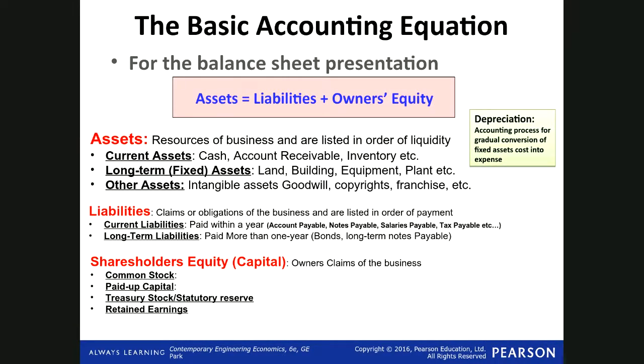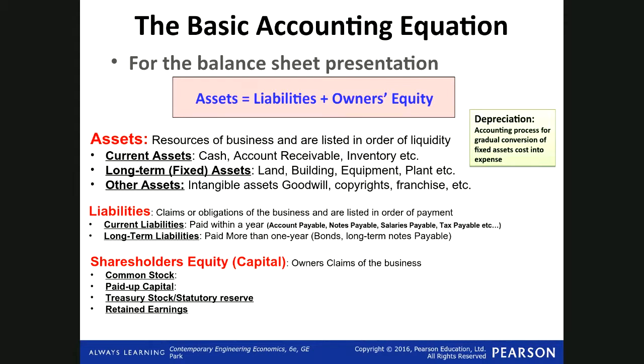And what is assets? It is resources of businesses, and they are listed in the order of liquidity. I've shown you one example of Safco's balance sheet. There were assets listed, right? Those were what we call resources of business. They were listed as current assets. Now, what is a current asset? Those assets which are used by the business within a year, right?